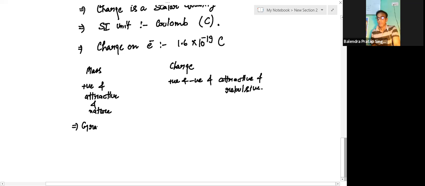Another point related to mass and charge: mass corresponds to gravitational force. And charge corresponds to what kind of force? It corresponds to electrostatic force.